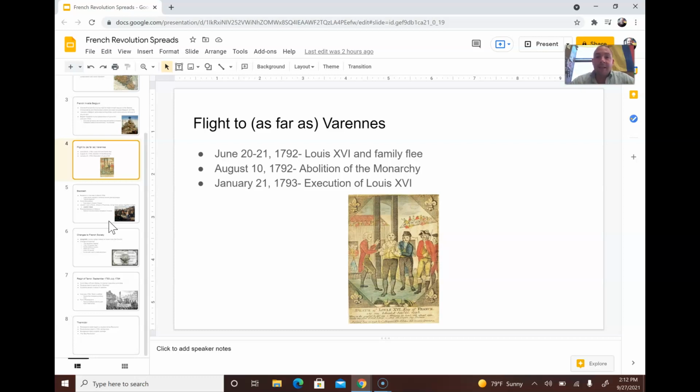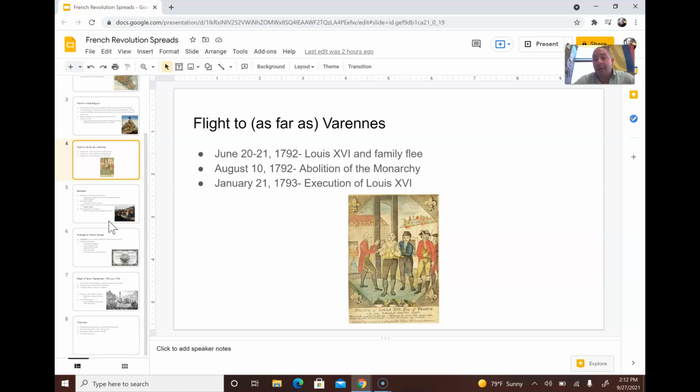They leave Paris disguised. They flee to the northeastern portion of France to try and get to Austria. They are caught and brought back to France under house arrest. Throughout the summer, there's debate, but ultimately on August 10th, 1792, the king's office is abolished. So there's no longer a monarchy in France. It is the first republic.